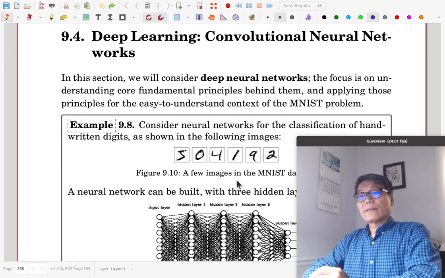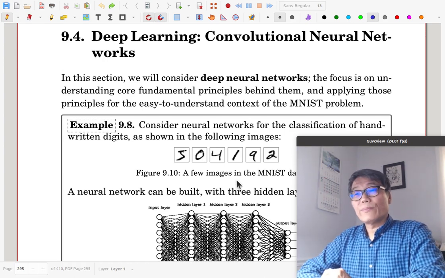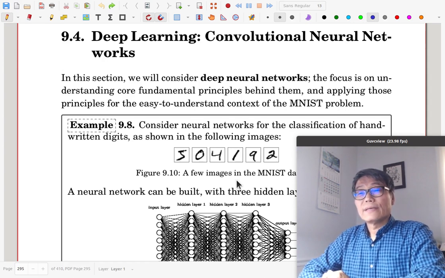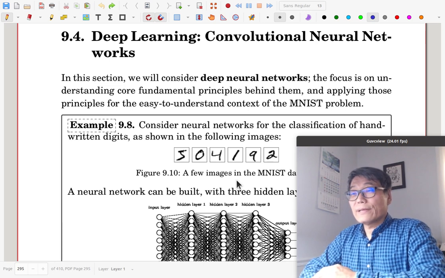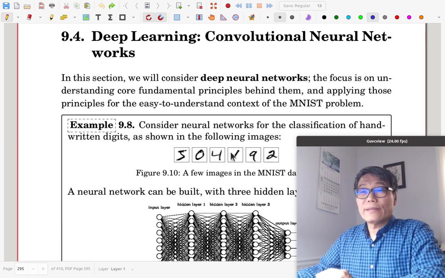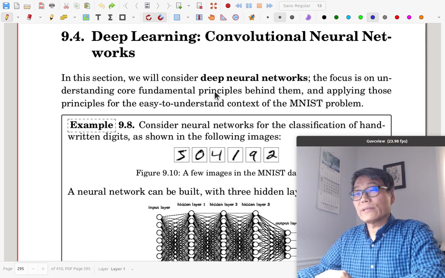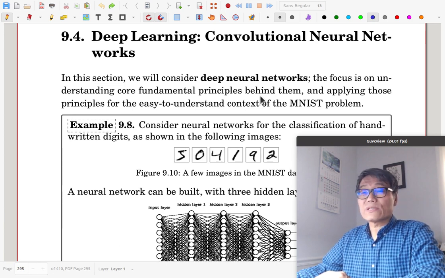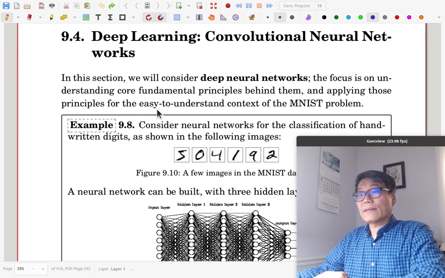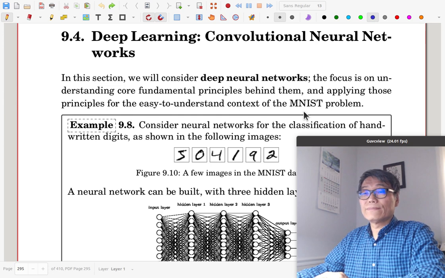It is section 9.4, Deep Learning, Convolutional Neural Networks. In this section, we'll consider deep neural networks. The focus is on understanding core fundamental principles behind the deep neural networks, and we'll apply those principles to the simple, easy to understand context of the MNIST classification problem.